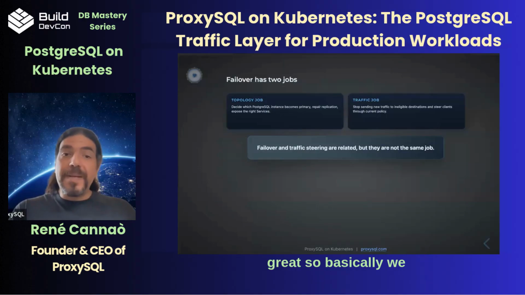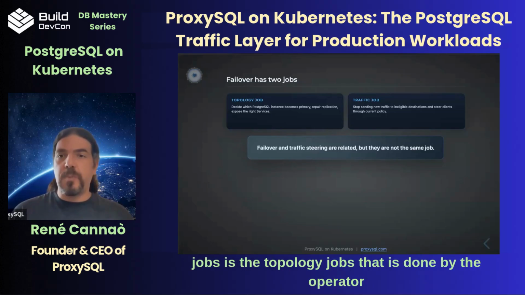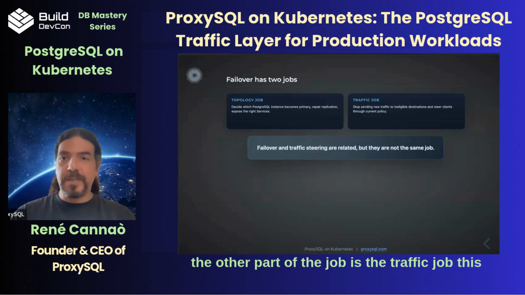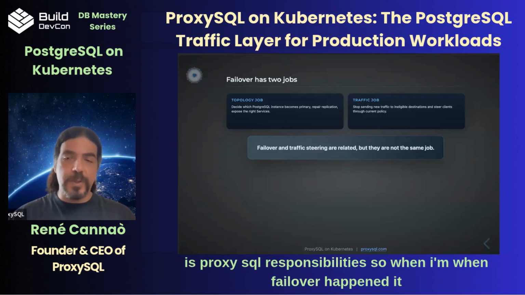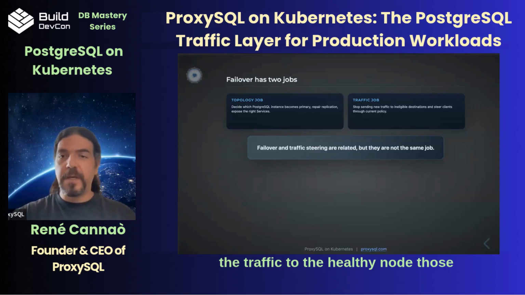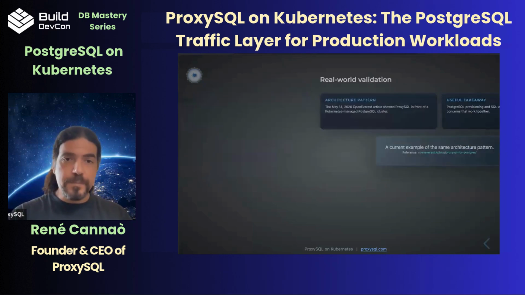Great. So basically, we can now split the failover into two jobs. One job is the topology job, which is done by the operator. The operator is the one actually performing the failover, while the other part is the traffic job. This is ProxySQL's responsibility. When a failover happens, it is the responsibility of ProxySQL to redirect the traffic to the healthy node. Those are two different jobs, but they are quite complementary.